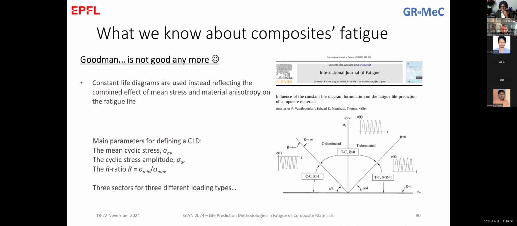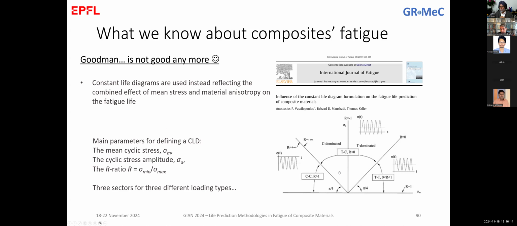nomenclature here are the 3 sectors of the CLD, which is the sector related to the compression loading, only compression. The sector here, where we call the TT, the tension loading. And there is a sector here, which is tension compression mixed. And it is compression dominated where we are on the left side and tension dominated when we are on the right side.